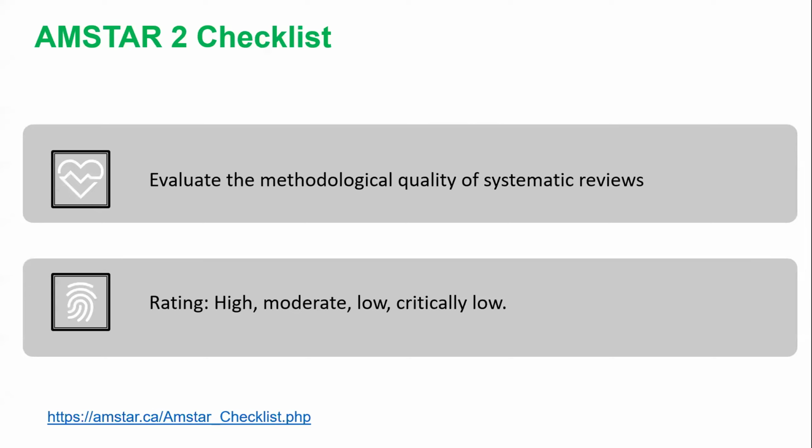So the AMSTAR 2 checklist is mainly used to assess the quality of systematic reviews. Even a systematic review can be assessed for its quality, whether they have followed all the steps adequately or not. I'm not going to explain this tool in detail because it is the evaluation of the systematic review. The rating with this tool is high, moderate, low, and critically low.